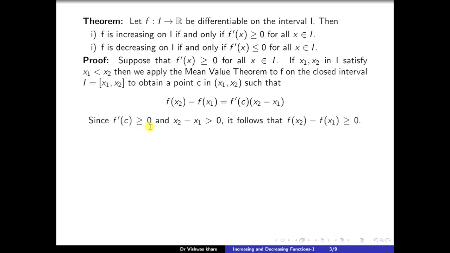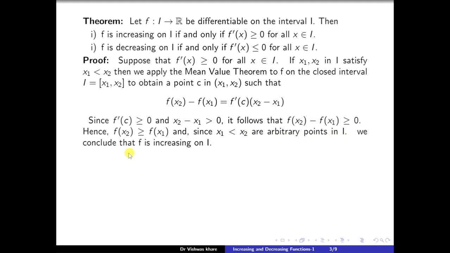Since f dash c is greater than or equal to 0 and x2 minus x1 is greater than 0, this side is greater than or equal to 0. So it follows that f(x2) minus f(x1) is greater than or equal to 0. Hence, f(x2) is greater than or equal to f(x1), and since x1 less than x2 are arbitrary points in I, we conclude that f is increasing on I. Because x1 is less than x2, we have got f(x1) less than or equal to f(x2). So f is increasing on I.